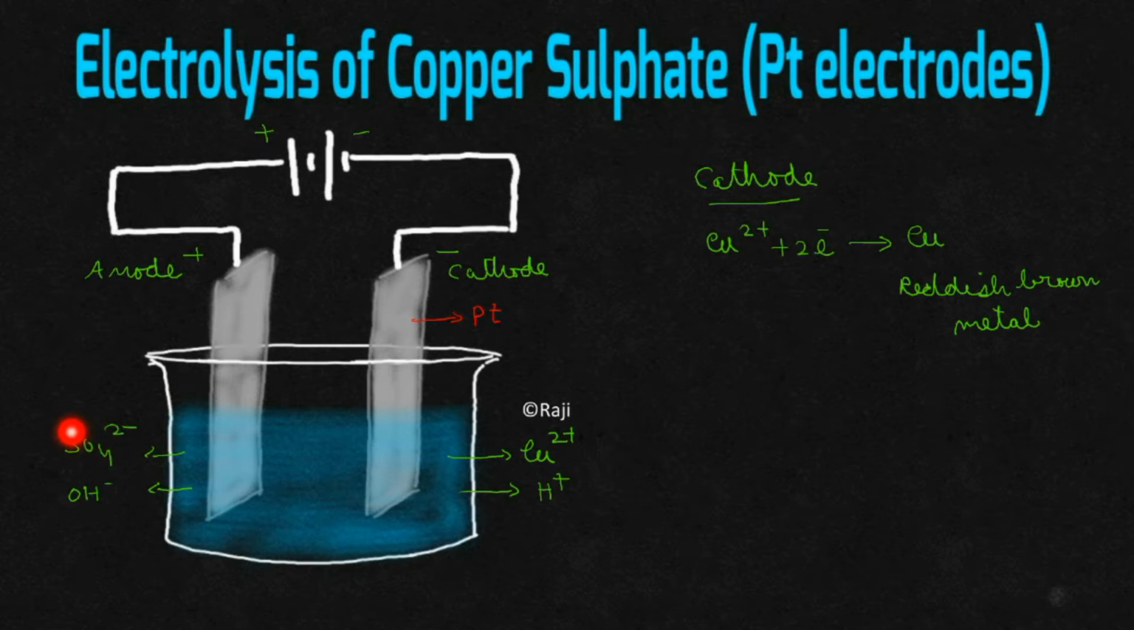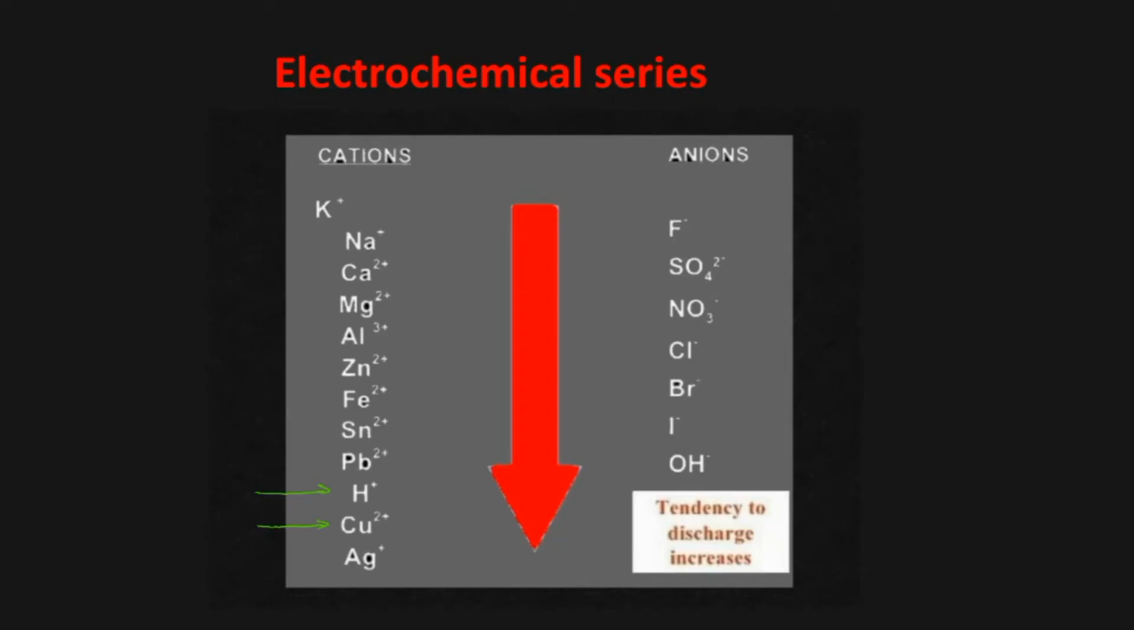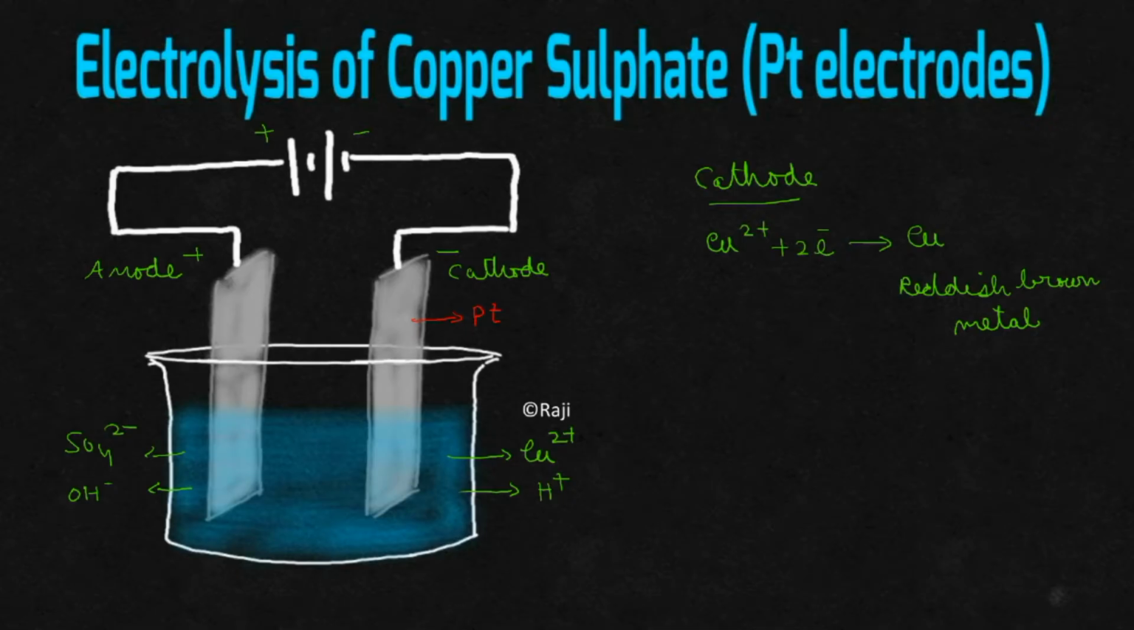Now, what will happen at the anode? Two ions are there. Sulphate ion is present, and OH- ion is also present. So, which will get a chance? It depends upon the position of ions in the electrochemical series. OH- ion is over here, and sulphate ion is above. The ion occupying the lower position in the electrochemical series will get a chance to be discharged. So, at the anode, OH- ion will be discharged.